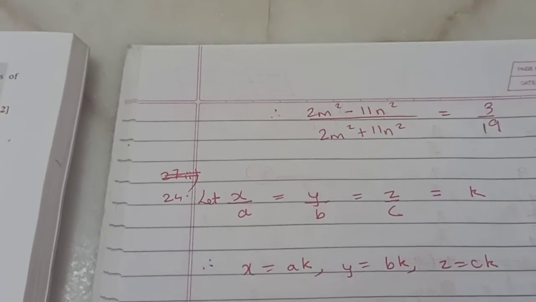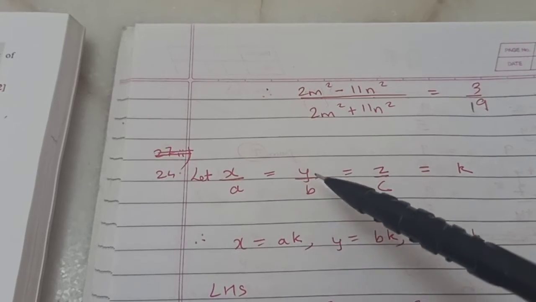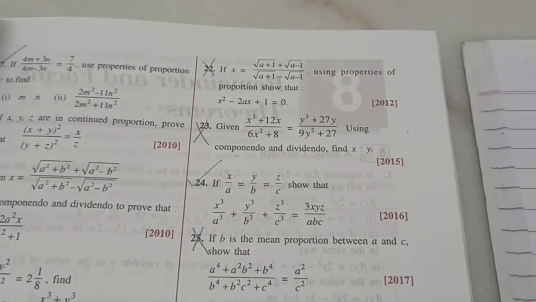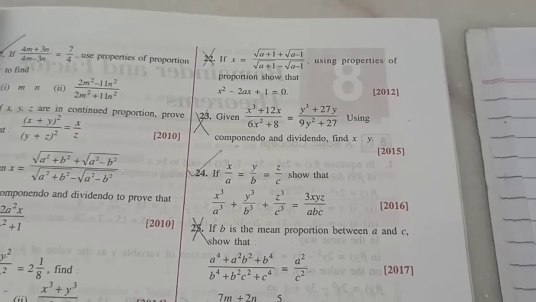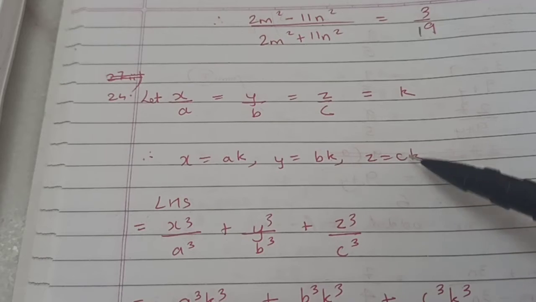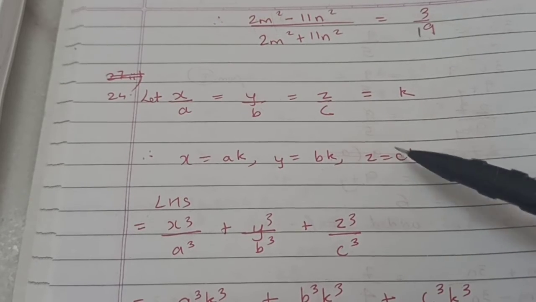And the 24th sum, we will assume this is equal to this is equal to this is equal to k. So we'll solve it by the k method, which is such an easy method. They are not in continued proportion. So x is equal to ak, bk, and ck here. We start with the LHS.